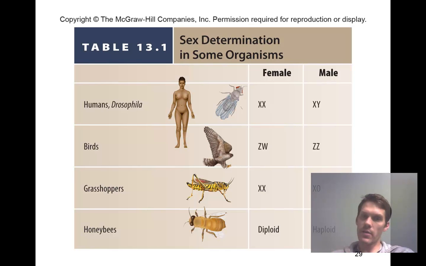In other animals, some of them have similar sex chromosomes to us, like birds, except they are opposite. Rather than the heterozygous being a male, the heterozygous is a female, and the homozygous is the male. I think grasshoppers or honeybees are a little bit different as well.